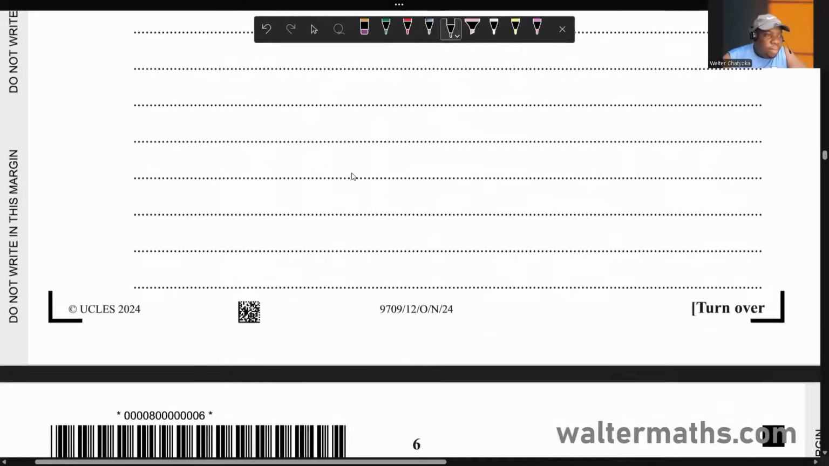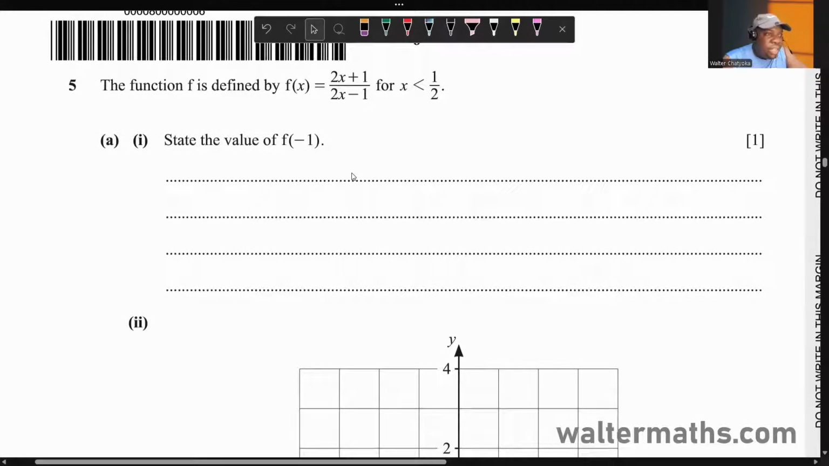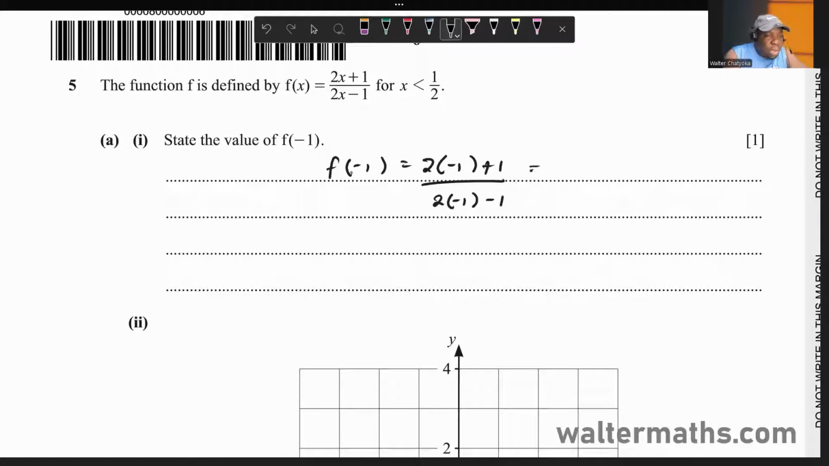Let's move on. Now we're on number 5. The function f is defined by f of x equal to that, for values of x less than a half. State the value of f of minus 1. So f of minus 1 is 2 times minus 1 plus 1, over 2 times minus 1 minus 1. That's essentially minus 2 plus 1, that's minus 1, over minus 2 minus 1, which is minus 3. So the answer comes out as a third. Let's go on to part 2.